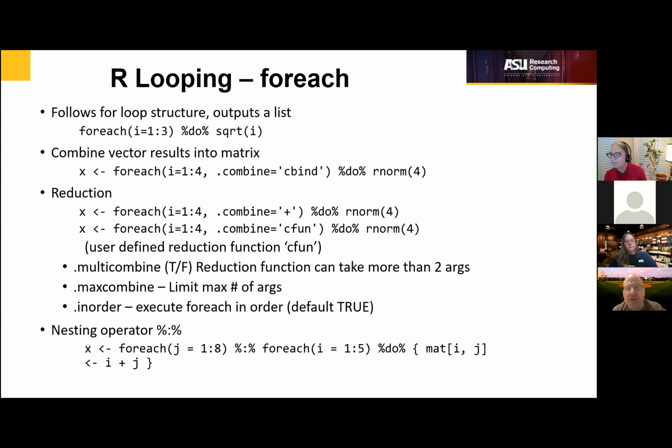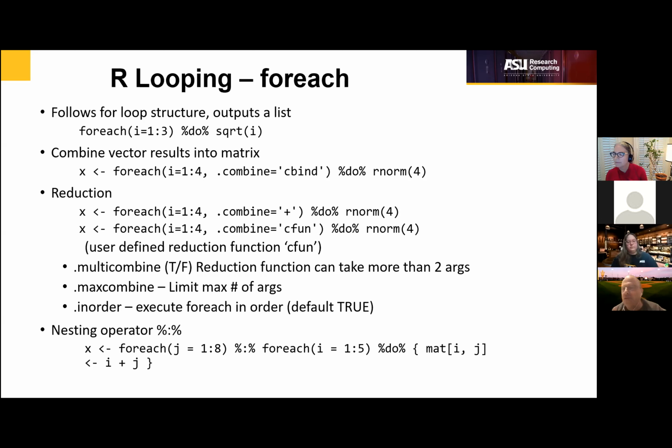So here you can see where I can do a combination of those, and I can even define with .combine a function of my own definition for doing a reduction. And there's all kinds of other things we can do with the multicombine clause. We can take two arguments. .maxcombine can just tell us how many of the iterations we want to combine together. And .inorder, which is going to give you a hint to what lies ahead, can even tell you whether you want to execute these sequentially or not. Or they can be in any order.